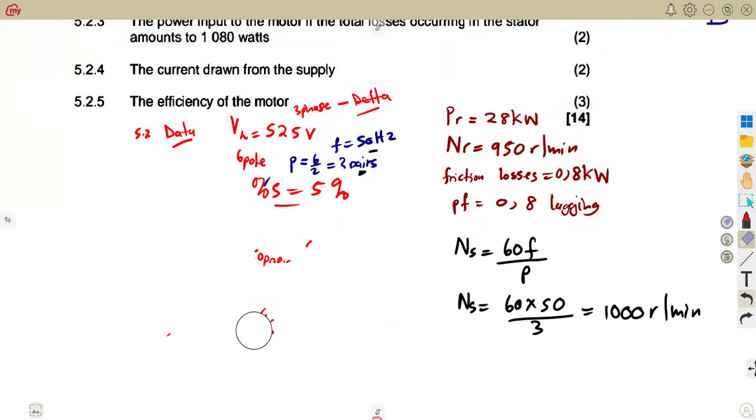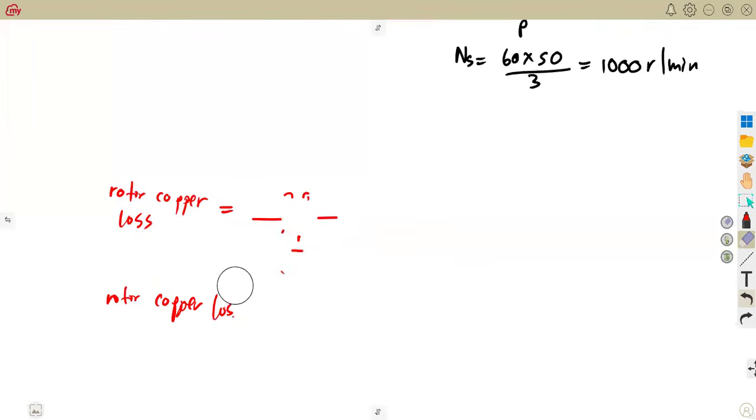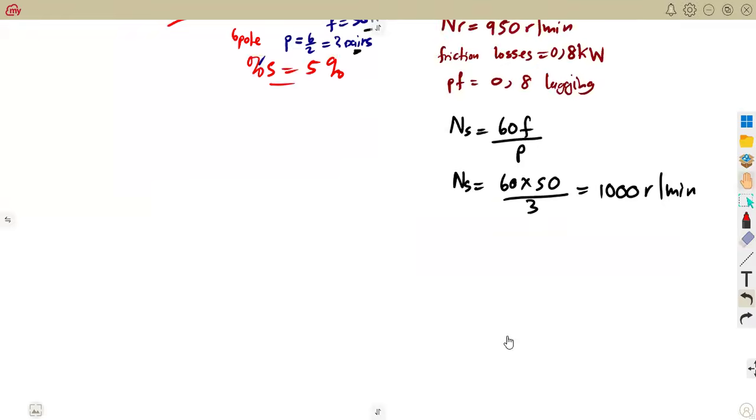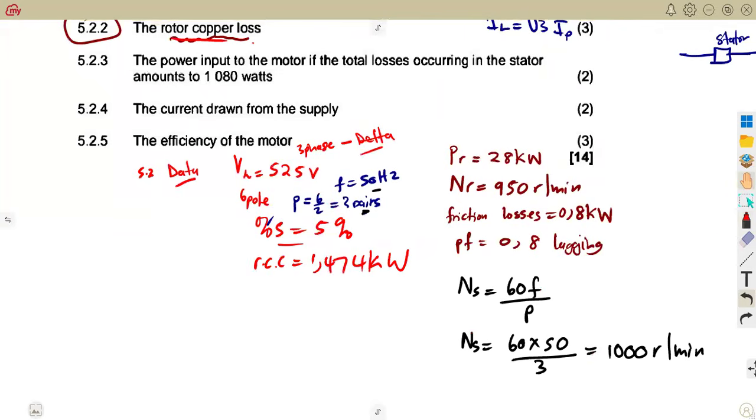So that's our 5.22. We need the rotor copper loss. Let's just keep this one aside so that when we need this value, we are just going to use it. The rotor copper loss we obtained is 1.474 kilowatts.